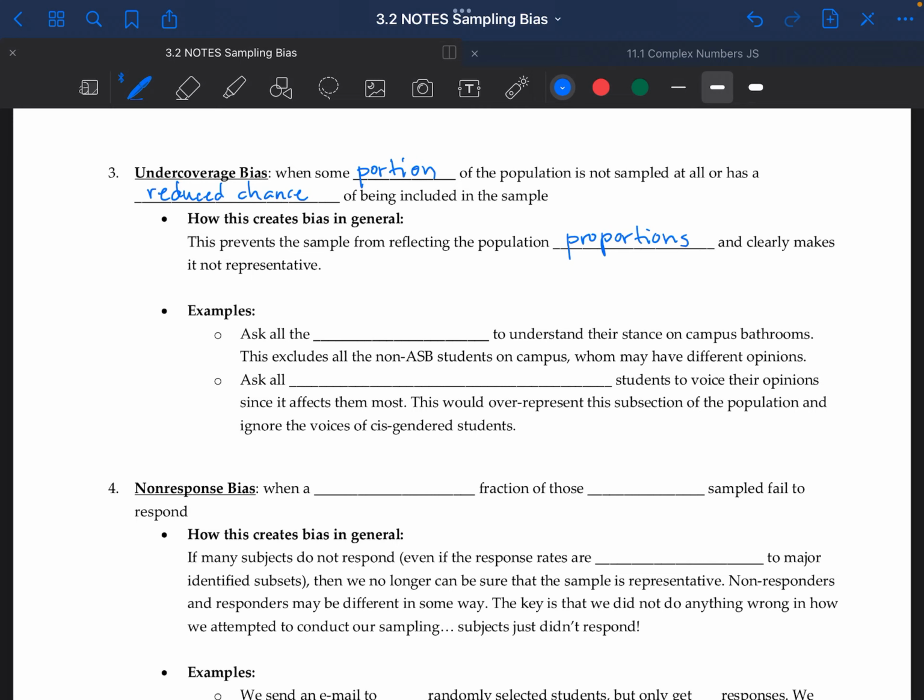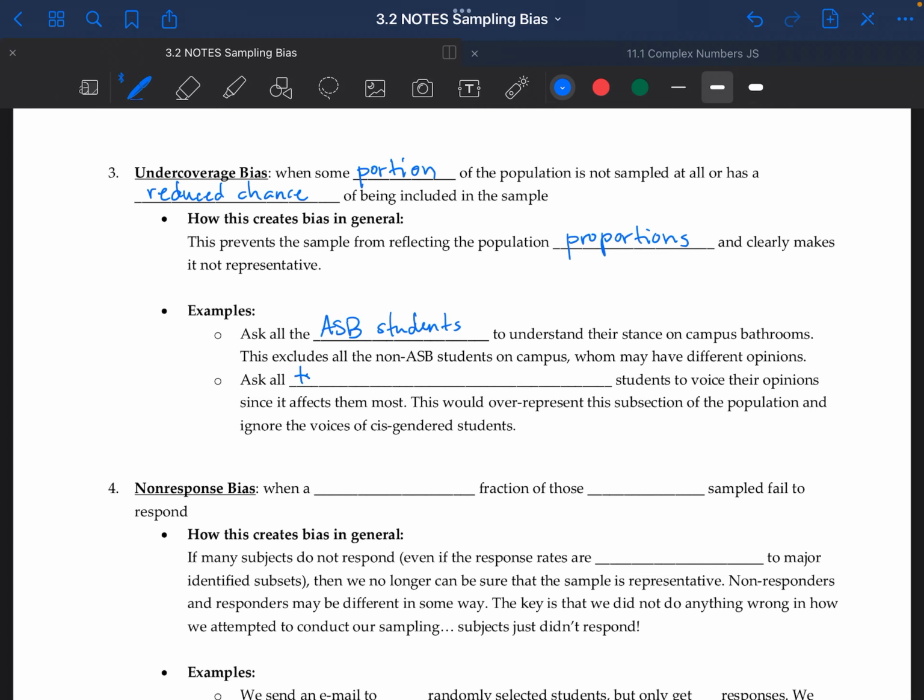So for example, something that sounds like a good idea at the start is to ask all the ASB students. They're involved in the school. They have passions about the school. They want the school to be as good as possible. But then there's a problem here. You're dealing with just ASB students, so this excludes all the non-ASB students on the campus. Maybe their opinions are different from ASB students.